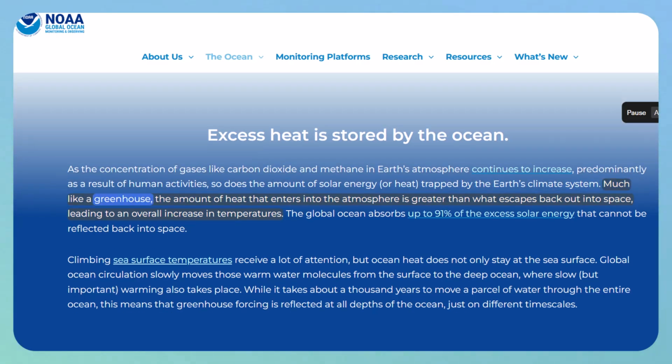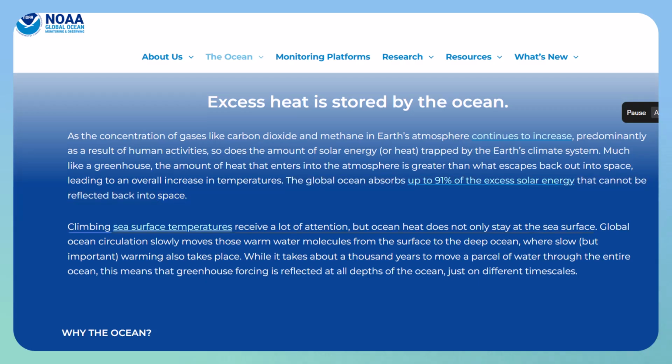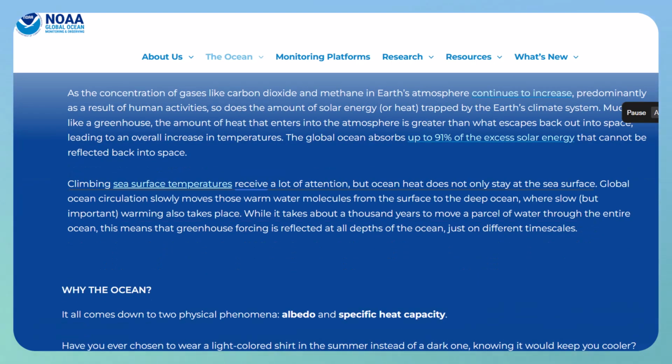Much like a greenhouse, the amount of heat that enters into the atmosphere is greater than what escapes back out into space, leading to an overall increase in temperatures. The global ocean absorbs up to 91% of the excess solar energy that cannot be reflected back into space. Climbing sea surface temperatures receive a lot of attention, but ocean heat does not only stay at the sea surface.